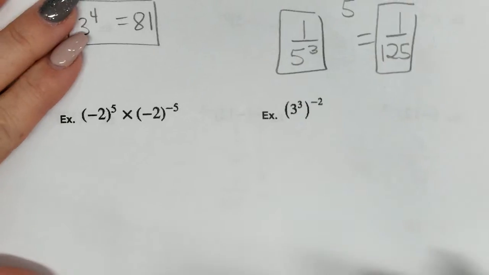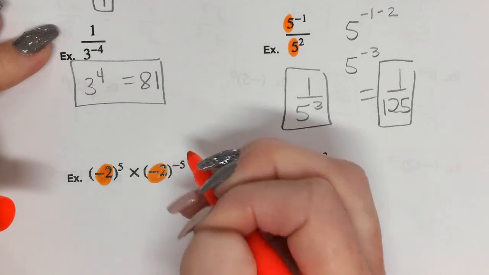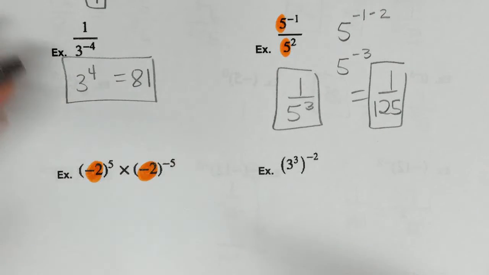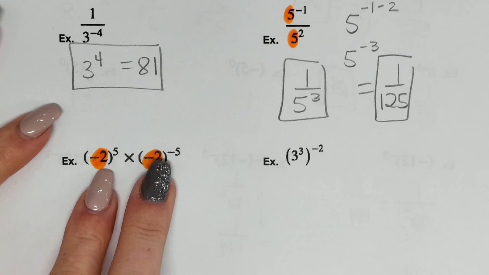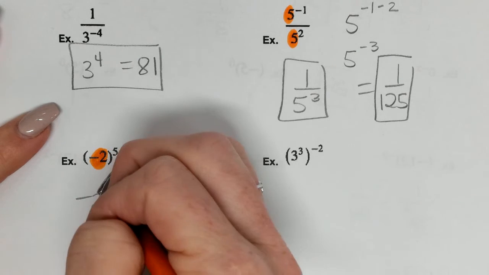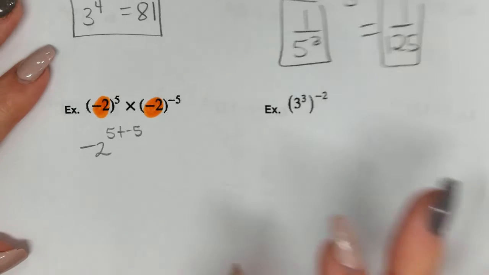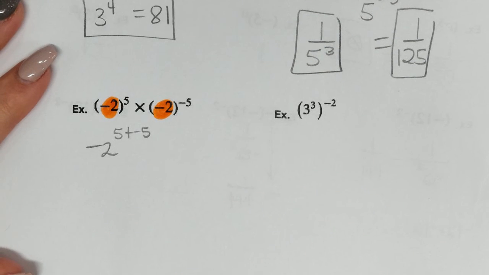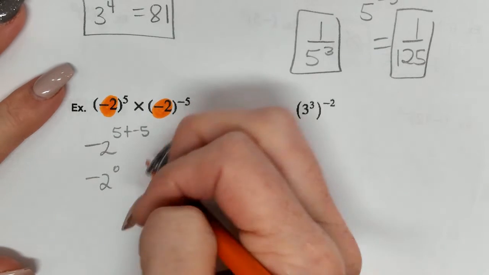All right, the next one. Do I have two bases that are the same? Yes. So what am I going to do with the exponents? Add. So I have negative 2 to the 5 plus negative 5. All right, so I have negative 2 to the 0. So what's my answer? 1.